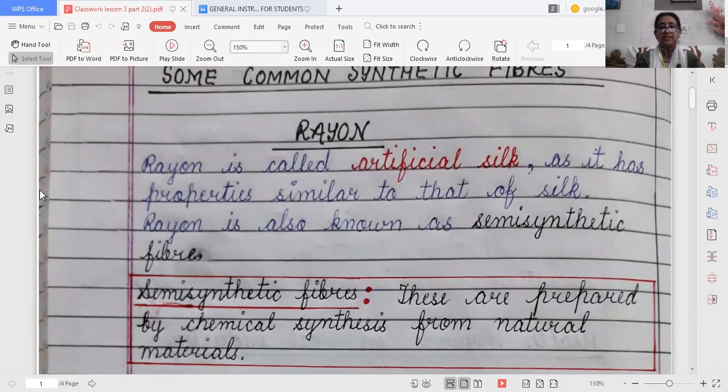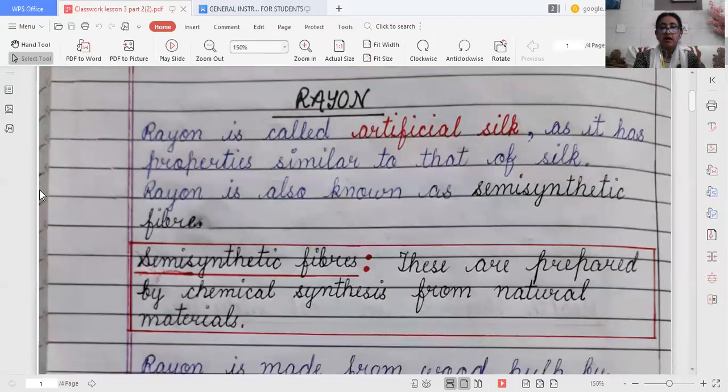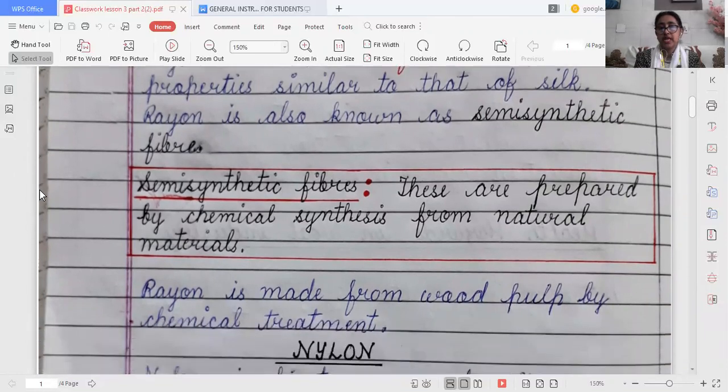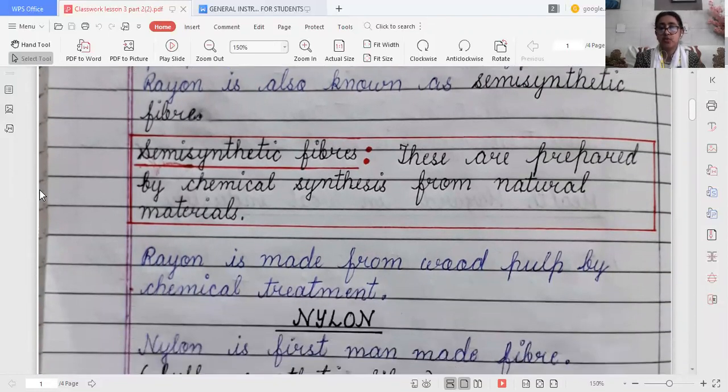Now, what are semi-synthetic fibers? These are prepared by chemical synthesis from natural materials, meaning the fibers where natural materials and chemical synthesis come together. They create a new fiber known as semi-synthetic fiber. Like rayon, because it is made up of wood pulp by chemical treatment, that's why rayon is also known as semi-synthetic fiber. Rayon is known as artificial silk as well as semi-synthetic fiber.